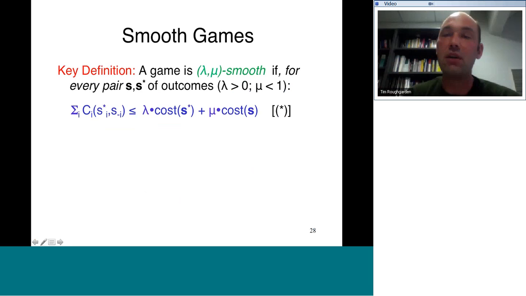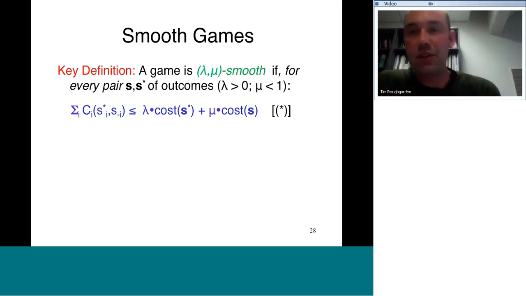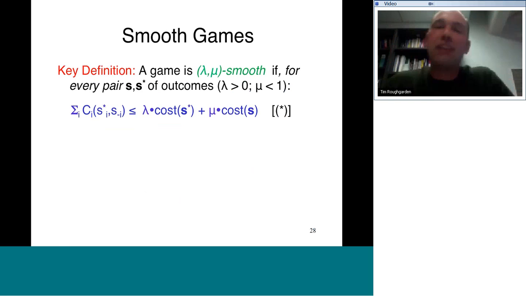Now, I'm going to just go ahead and assume that we relate it using a linear combination of the two costs, because it turns out I can get away with restricting attention to linear combinations. Now, here's the point. Suppose that we proved this inequality star, where lambda and mu are certain parameters. Think of lambda as like 2, think of mu as like 1/2. Exactly what those parameters are going to depend on the application domain. Different games will give you different values of the parameters.